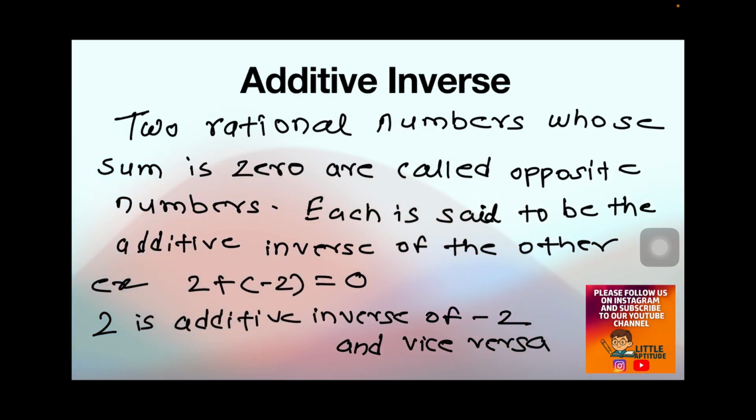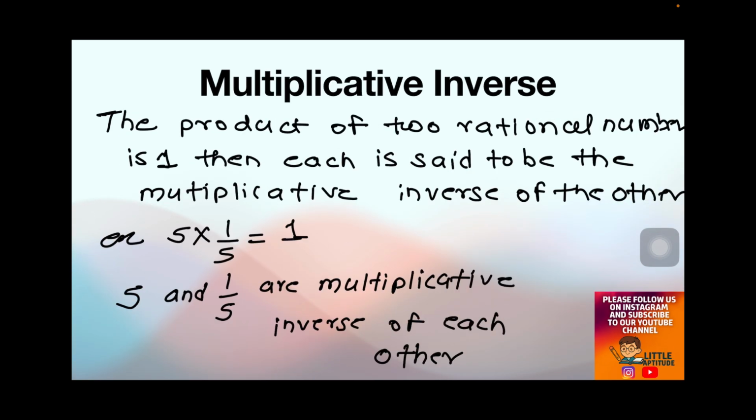When their sum is 0, when they are opposite numbers, one is positive, one is negative, then each is said to be the additive inverse of the other. For example, plus 2 is additive inverse of -2 and -2 is additive inverse of plus 2. If you do the sum of these two numbers, that always comes 0. That's why this is called additive inverse.